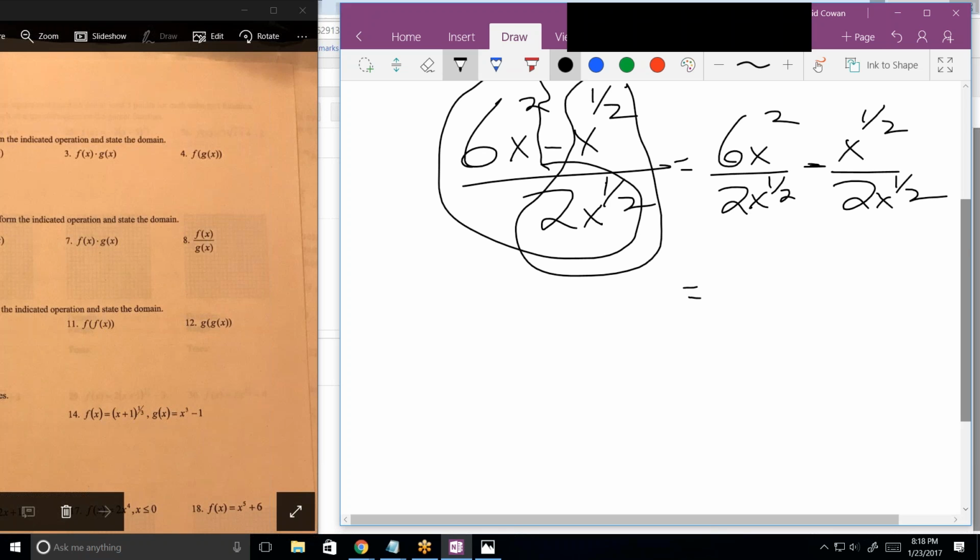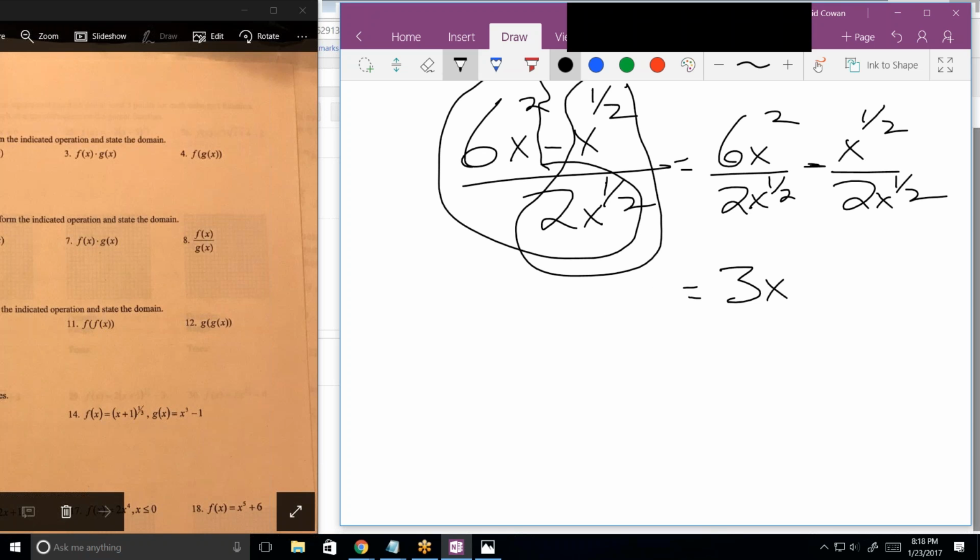We would get 3x to 5 halves. Or, dividing. What are we going to do with the exponents? Same switch flip, so it'd be 2 over 1 times. We're subtracting. Remember, you never do with the exponents what you're doing with the base. We're dividing the base, so I'm not going to divide the exponents, ever.